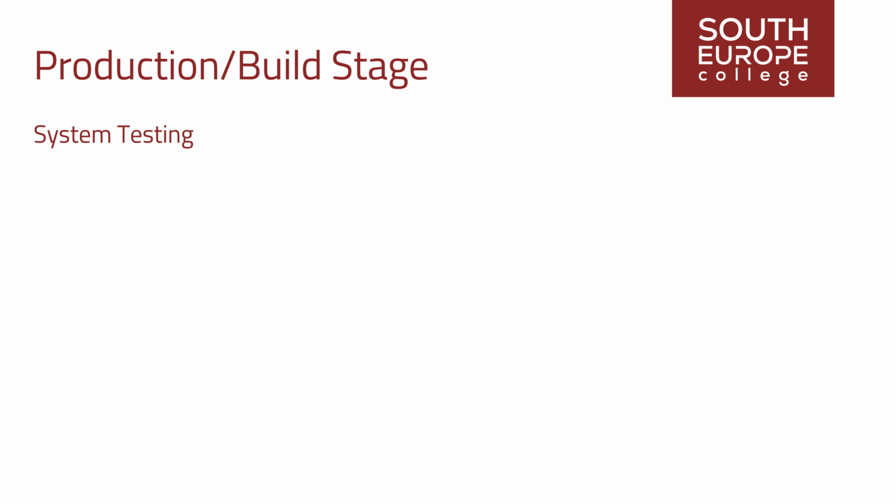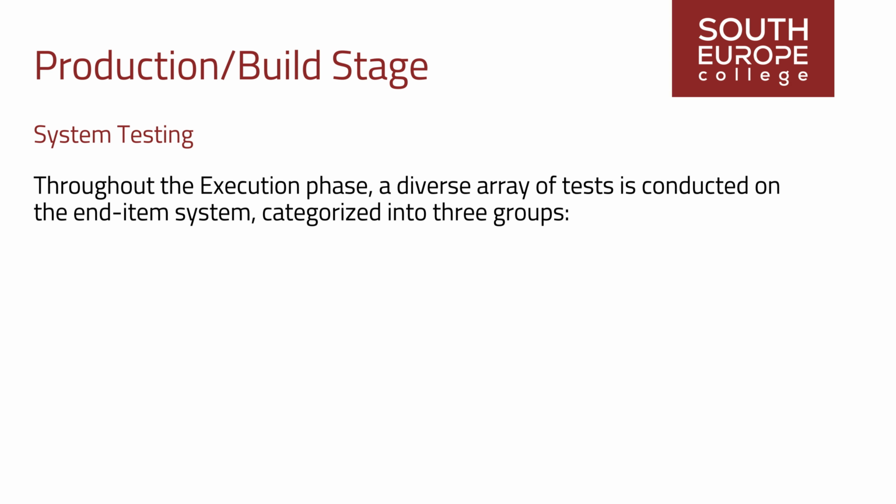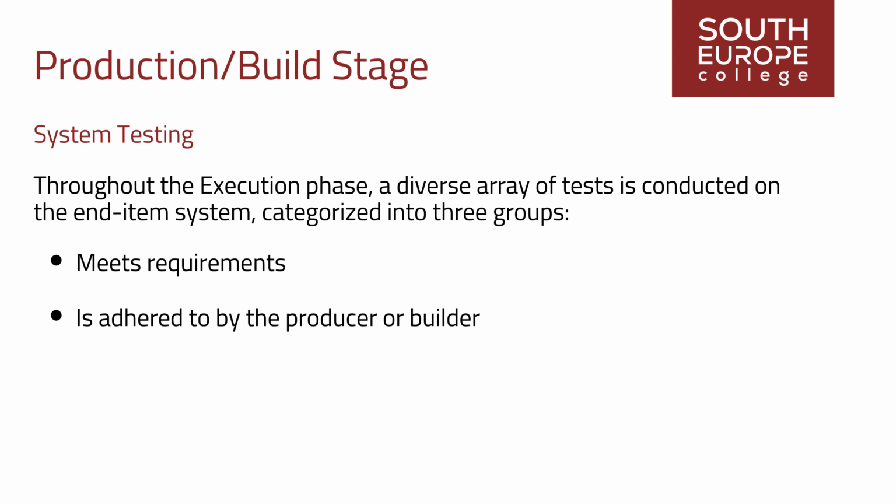System testing. Throughout the execution phase, a diverse array of tests is conducted on the end item system, categorized into 3 groups. These encompass tests executed by the contractor to validate that the system design meets requirements, tests to ensure the design is adhered to by the producer or builder, and tests performed by the user to ensure alignment with user requirements and contractual agreements. The quality plan defines the tests to be conducted, along with their criteria and conditions.